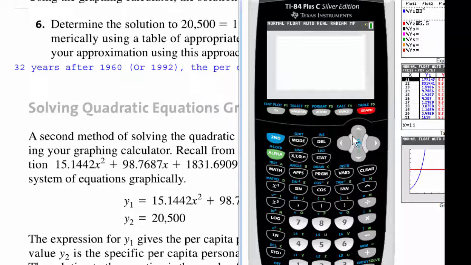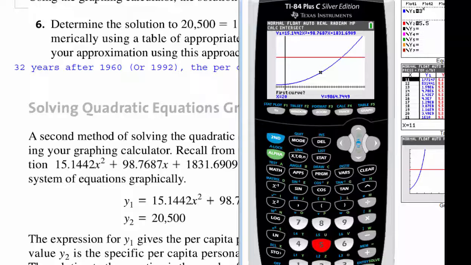So I'm going to graph. There's one curve. Here comes the second curve. And to calculate the intersection, press second, and above trace there's a calculate button. We're going to calculate number 5, the intersection. My first curve is the 15.144x squared and so on. I'll press enter. My second curve is the straight line, which is 20,500. And then my guess, well, it's somewhere around here. I'll press enter. And when x is 32, y is 20,500.